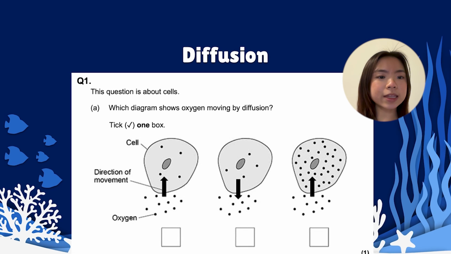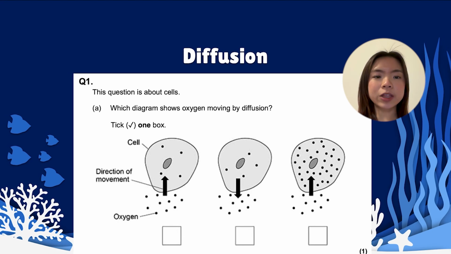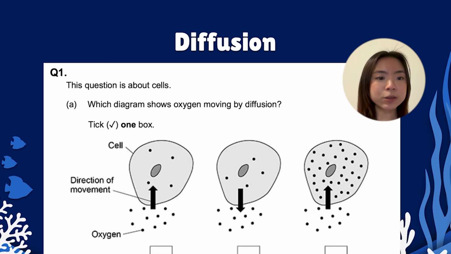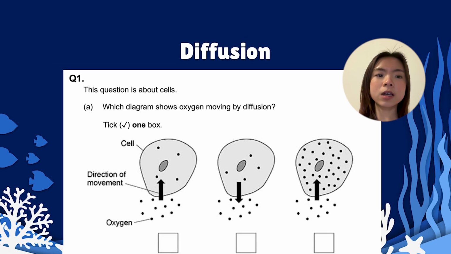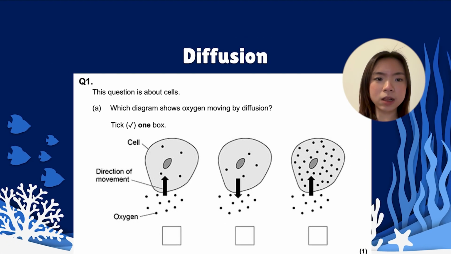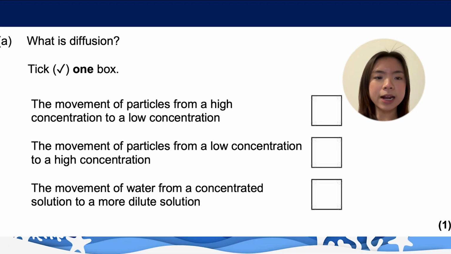So earlier we said that diffusion is talking about the net movement of particles from an area of high to low concentration. So where we've got a high concentration of oxygen, the gas, is on the outside of the first cell. And then the arrow shows that the oxygen is going into the cell, and the cell on the inside has a low concentration of oxygen. So therefore, the correct answer would be the first cell.